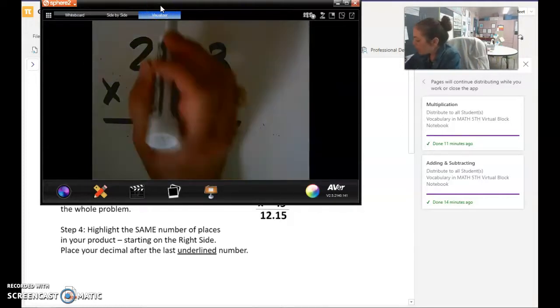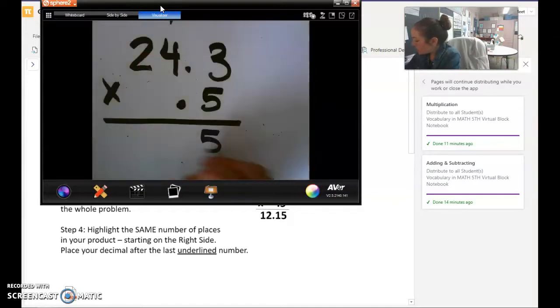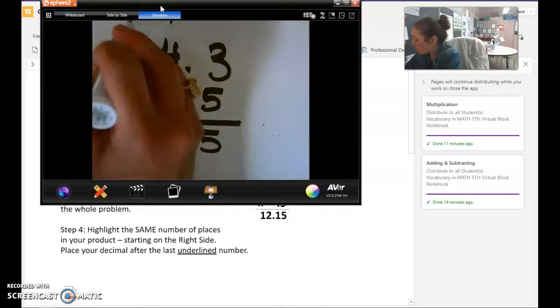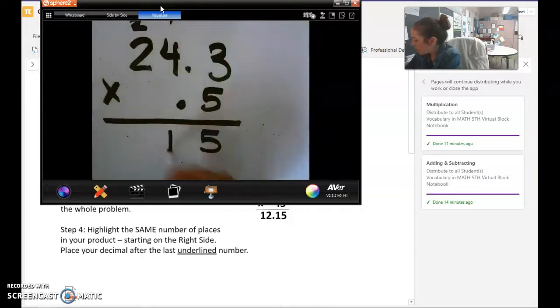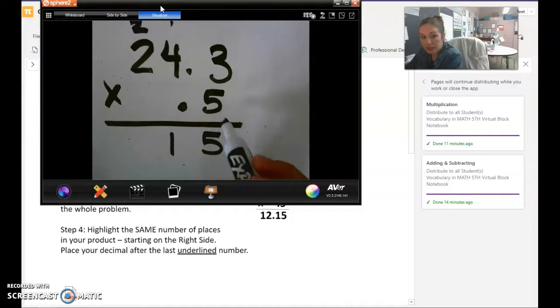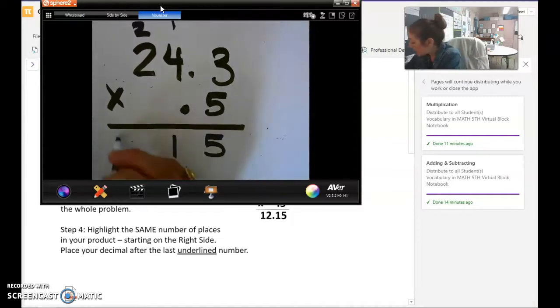3 times 5 is 15. 4 times 5 is 20, and I have my 1 here, so it's 21. And then 2 times 5 is 10. I have this 2 here, so I'm going to add 12.